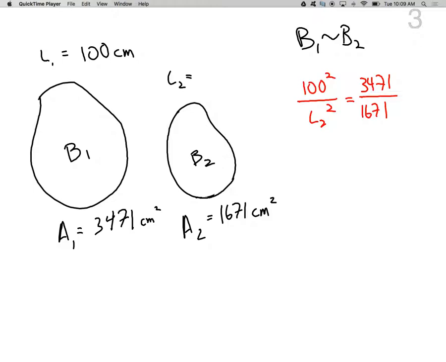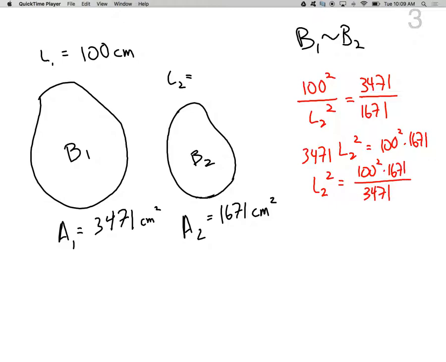Okay, so let me show you another way to do it. If I multiply across, I get 3,471 times L2 quantity squared equals 100 squared times 1671. Okay, so here I don't have to write out all those big scary zeros and multiply by 10,000. Then divide by 3,471 and I get 100 squared times 1671 divided by 3471. Now the reason I did that is I don't have to write out big scary numbers and I can plug this into my calculator as is.